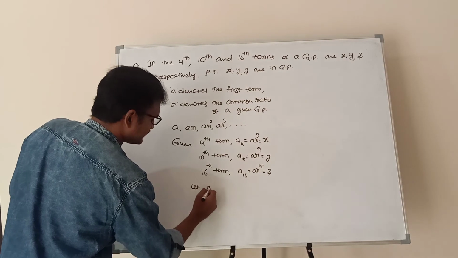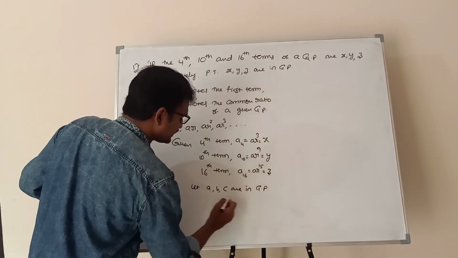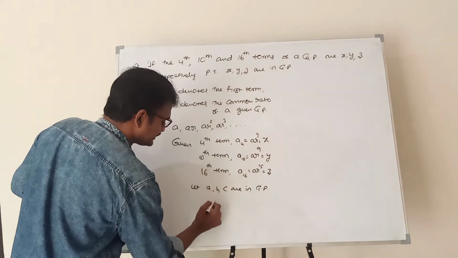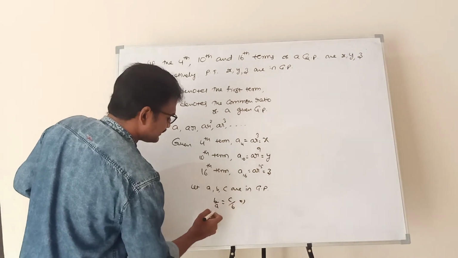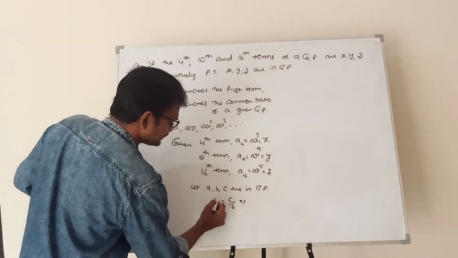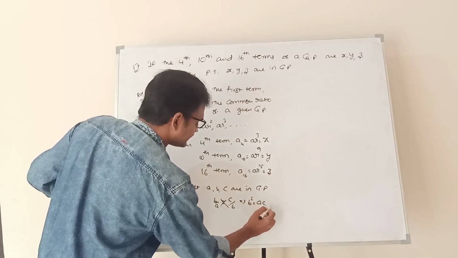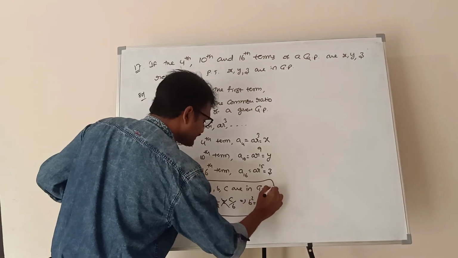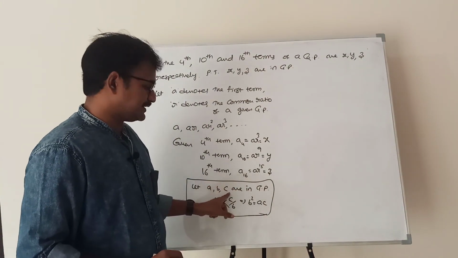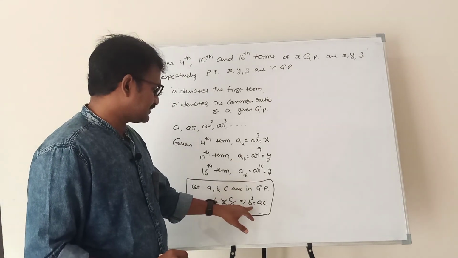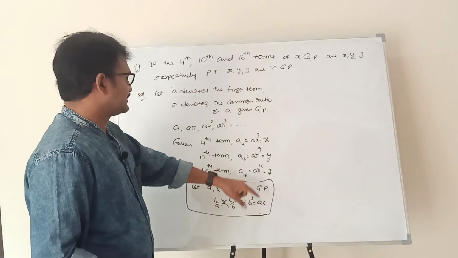Let A, B, C be in GP. If A, B, C are in GP, what is the condition for GP? The common ratio between two consecutive terms must be the same. So by cross multiplying, what will we get? B square is equal to AC. Very important condition: if three numbers A, B, C are in GP, then B square is equal to AC.